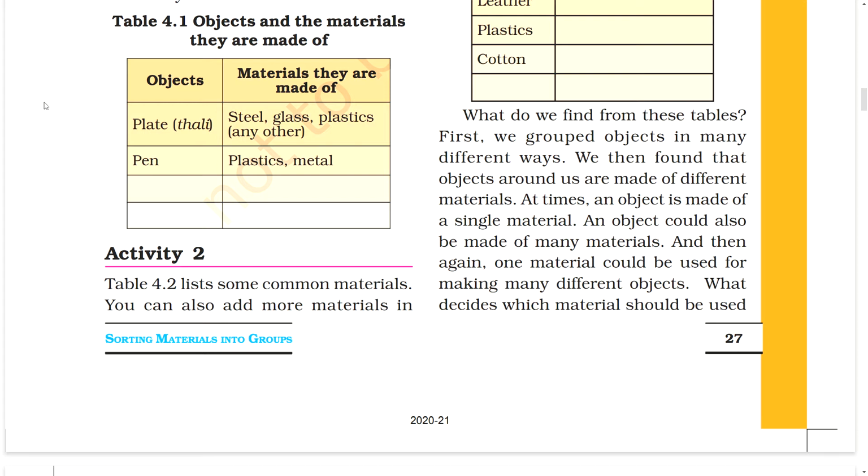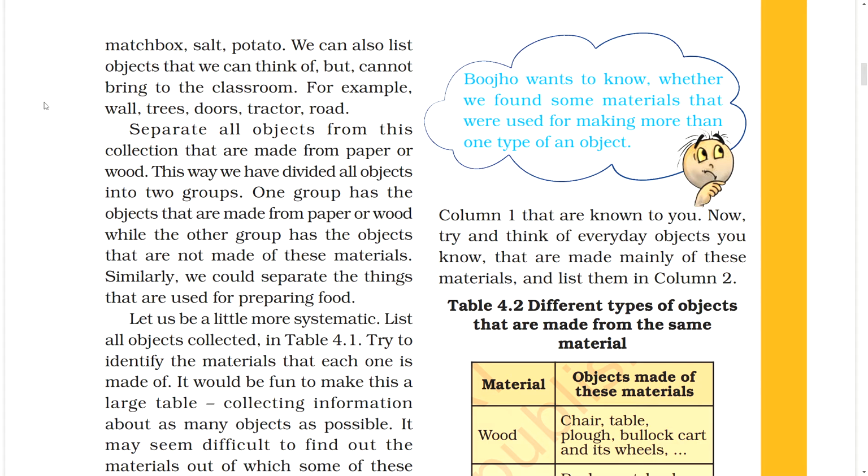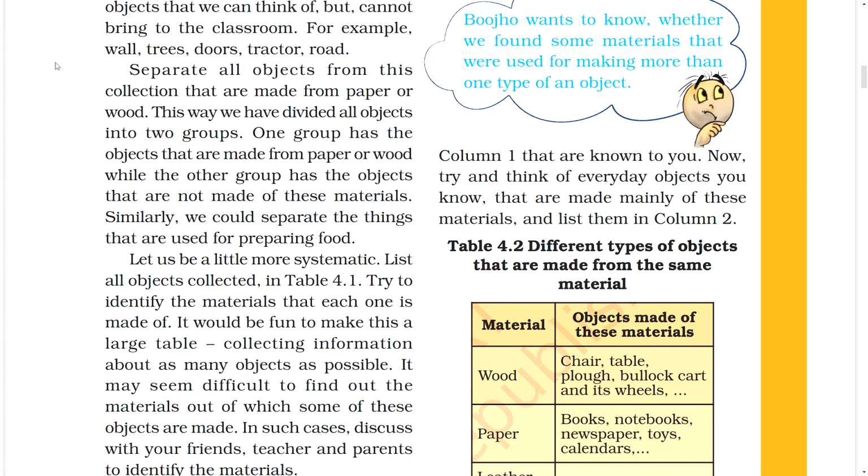Activity 2. Do this. Table: list some common materials. You can also add more materials in the column that are known to you. Now try and think of everyday objects you know that are made mainly of these materials and list them in column 2. Table: Different types of objects that are made from the same material.